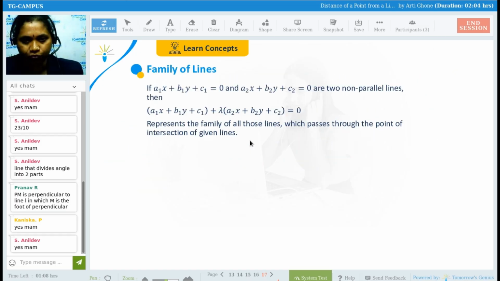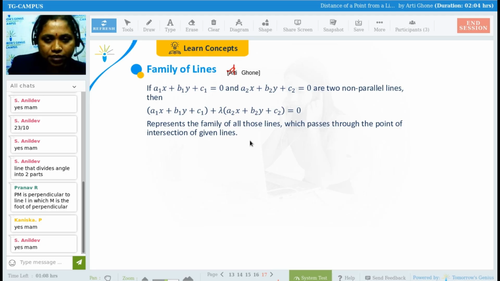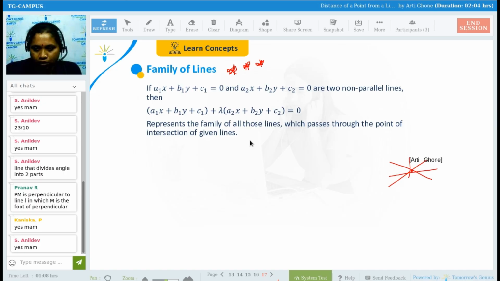Okay. Now, the last and most important part: family of lines. I'll cover this one first, then we'll tell you the most extremely important things to remember. Okay. So, family of lines. Now these questions need to be solved only. If I take a point, a number of lines are passing through that point. Yes or no? So all of those are known as a family of lines.